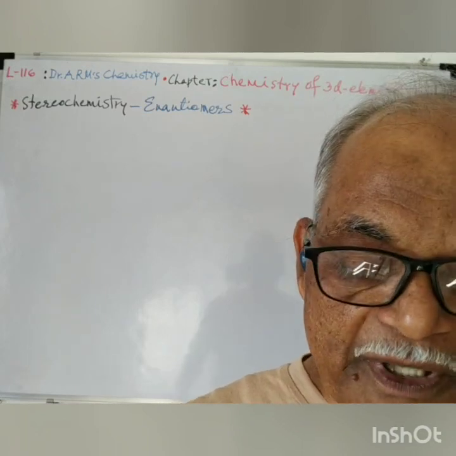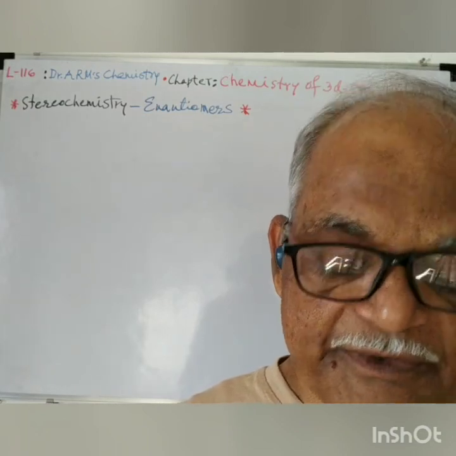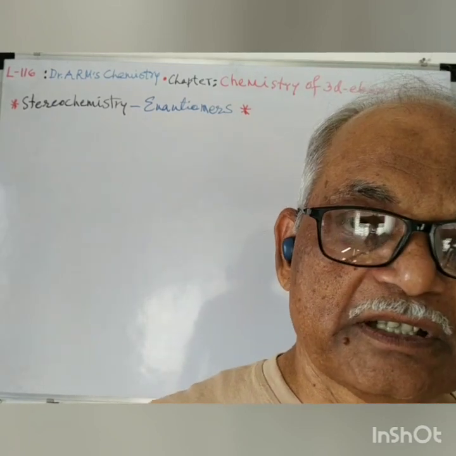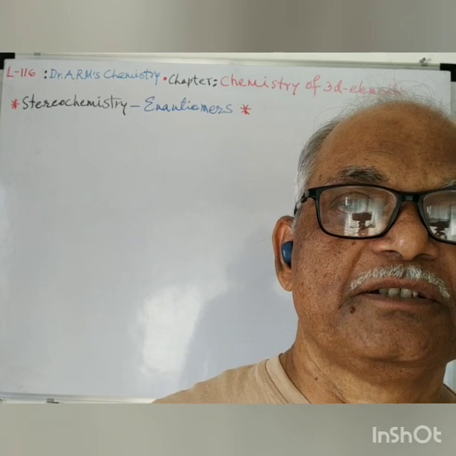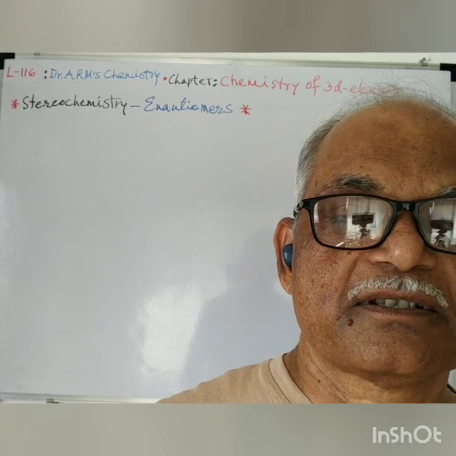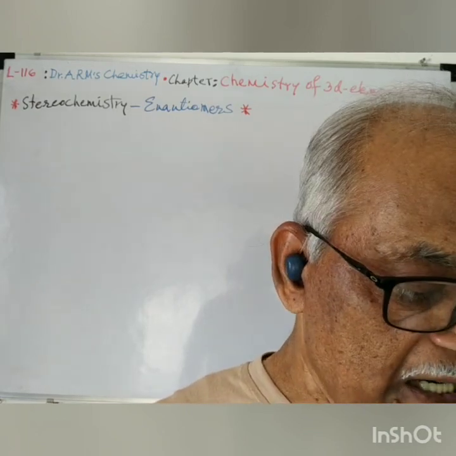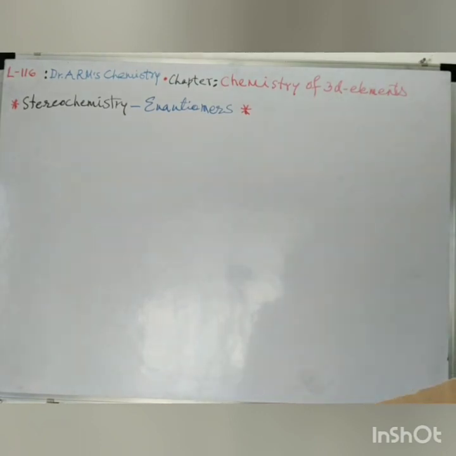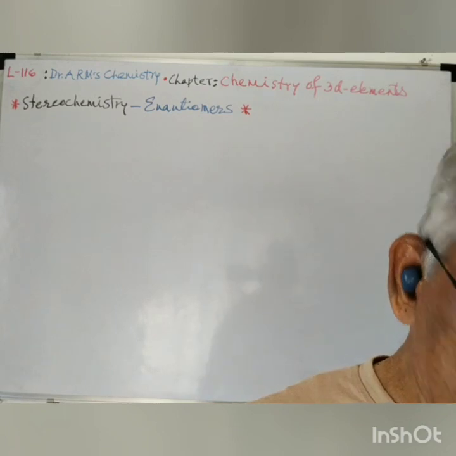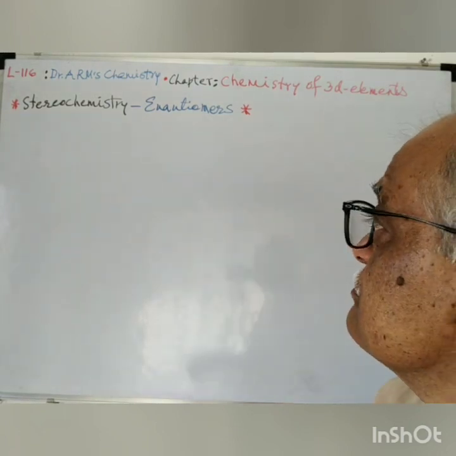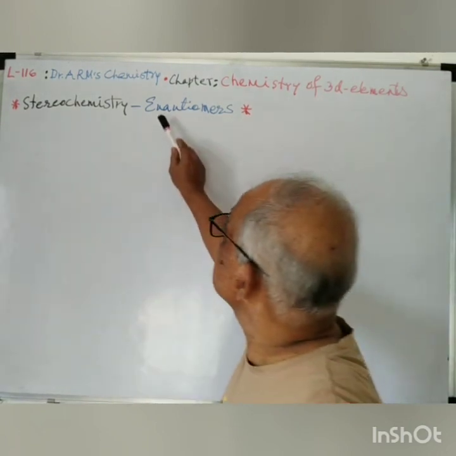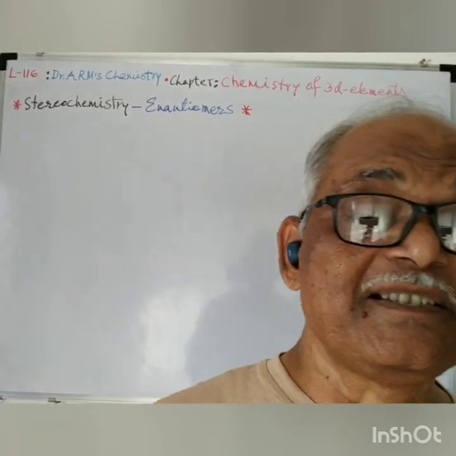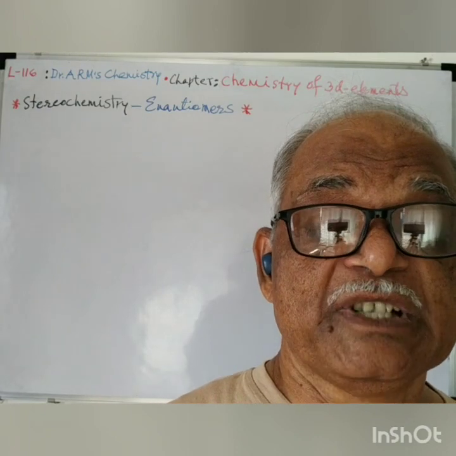Friends, we were discussing stereochemistry, in which we have seen various other types of isomerism, that is cis-trans, structural isomerism, etc. And today we are going to see enantiomers. So first of all, we will see what is meant by enantiomers.